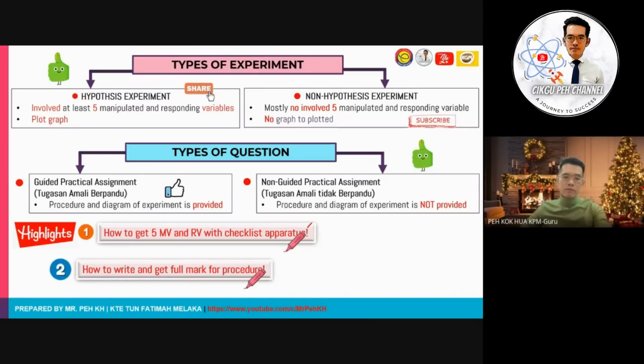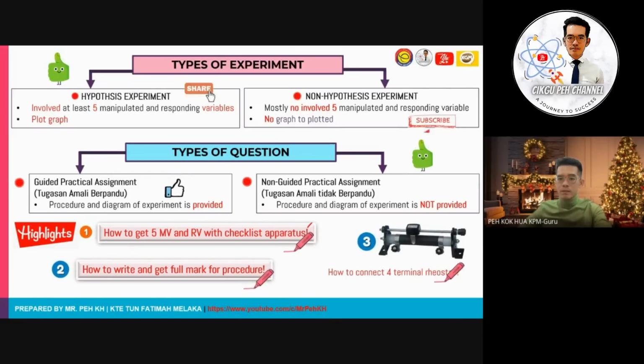Then secondly, for part 1, I will also teach you how to write the correct procedure and how you can get full marks for your answer for part 1 of this video, which will be the sample question for Paper 3. And then the third will be the 4 terminal rheostat that we are going to use in this experiment.